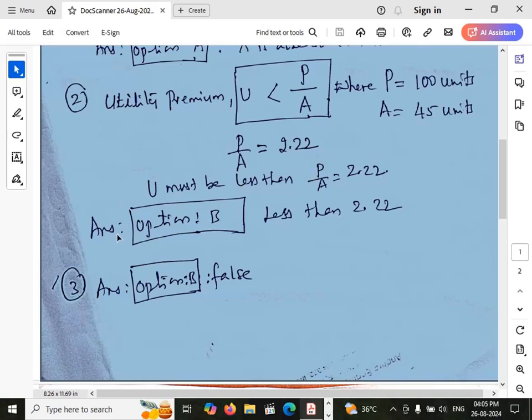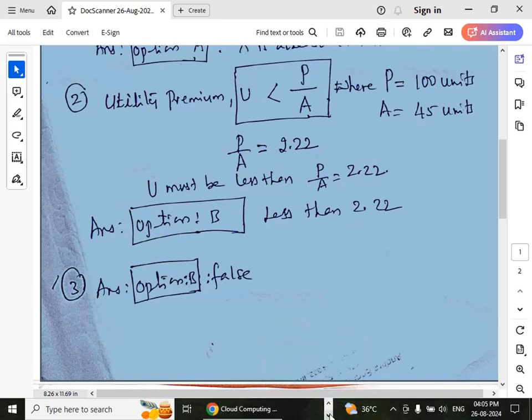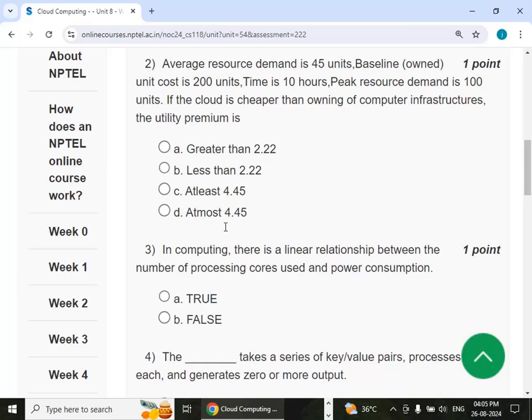So therefore the answer is option B, less than 2.22. Option B, less than 2.22.